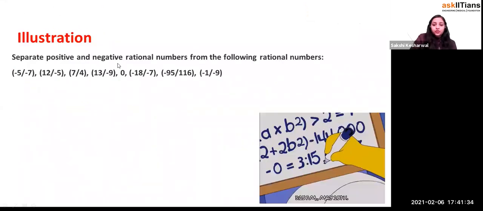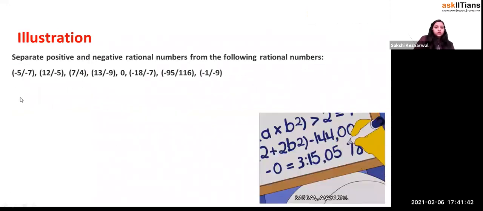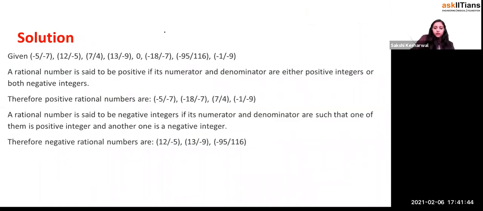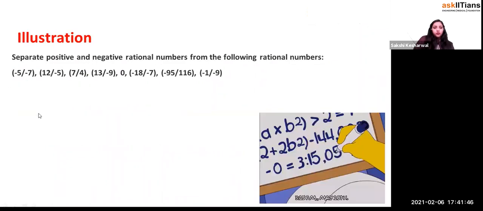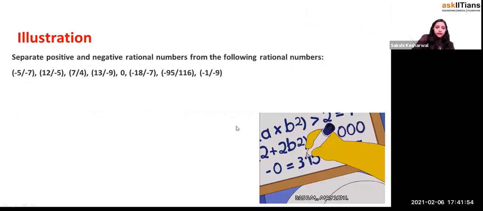Okay, now let's do the illustration. Separate the positive and the negative rational numbers from the following rational numbers. So just see. The first one is positive, right? This one is negative, again positive, negative, positive.